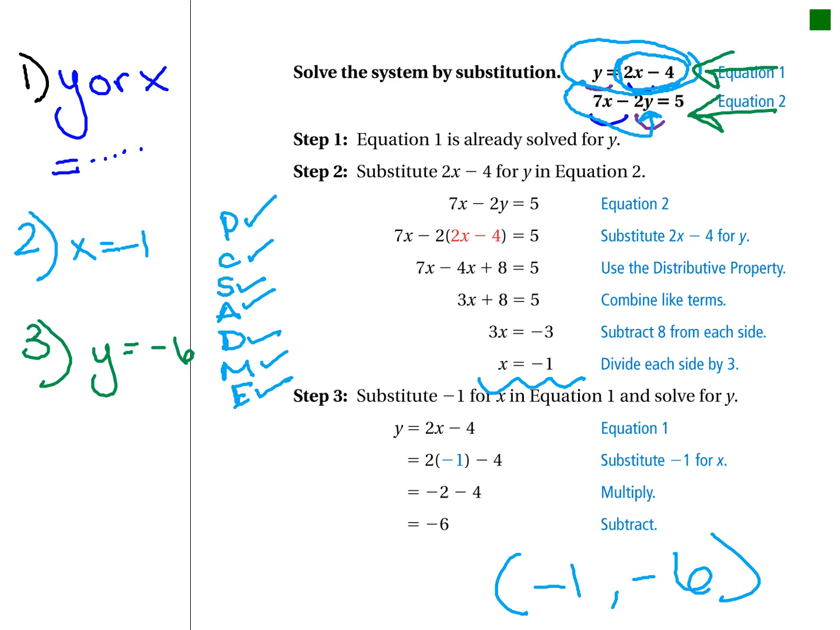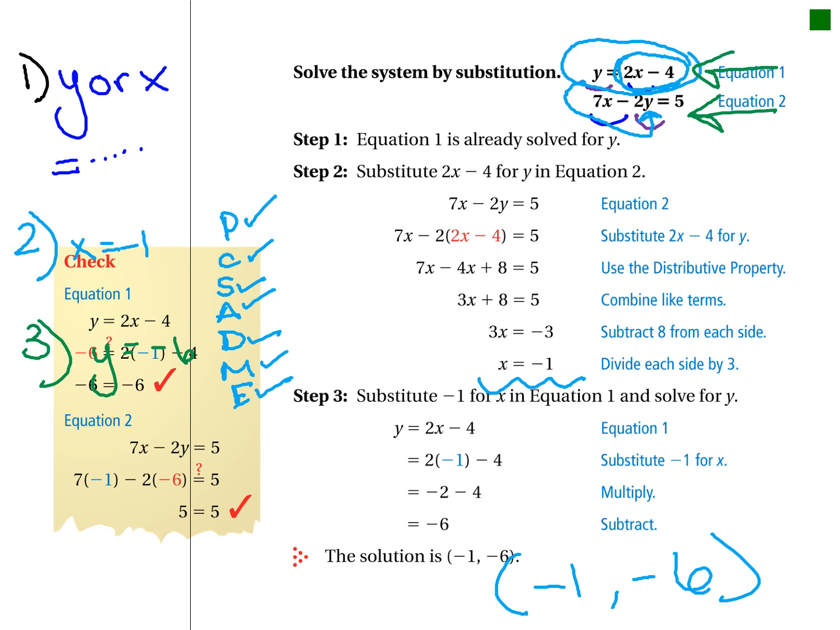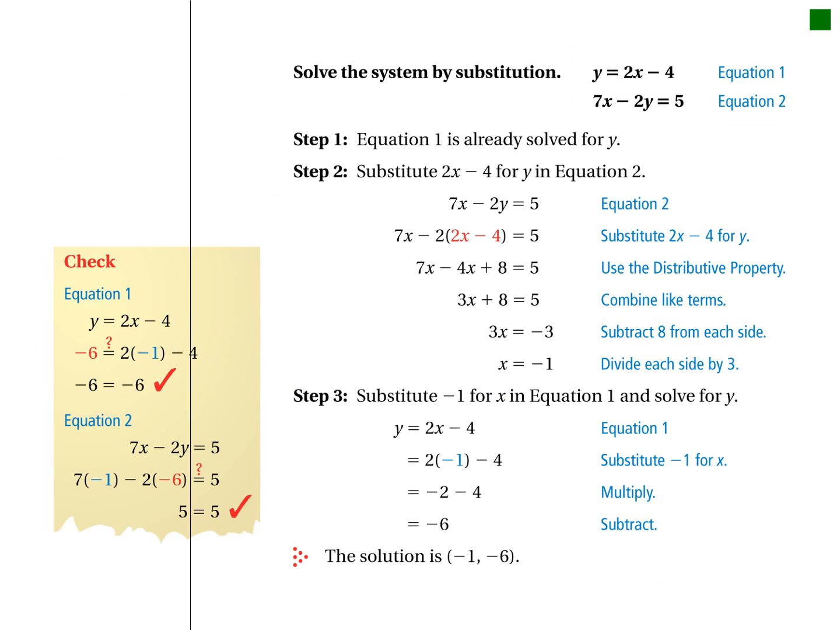Maybe. Let's go through and check. How do we make sure that we got our answer right? We go through and we substitute back into our equations. Let me go through and erase that because we can't see. We substitute back into our equations, and yes, -6 equals -6, 5 equals 5. If you needed to pause this video, please do go back and rewind if you need to do that as well.